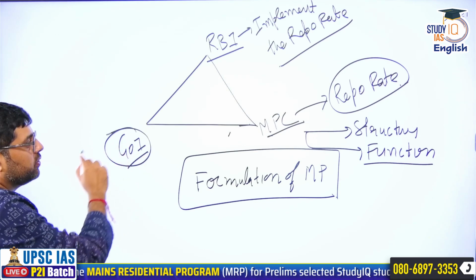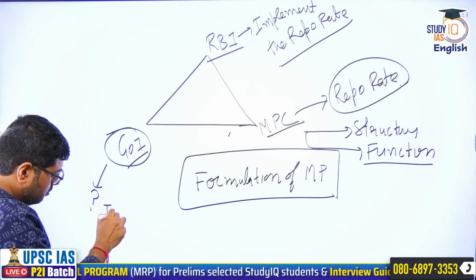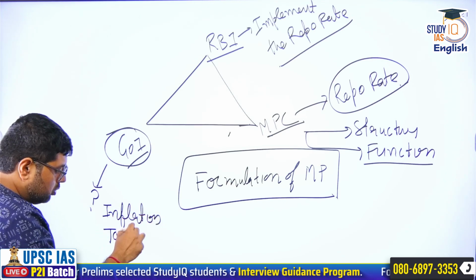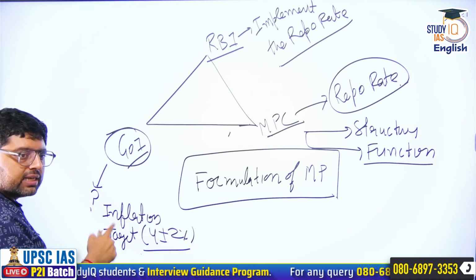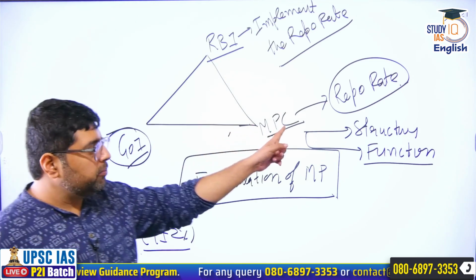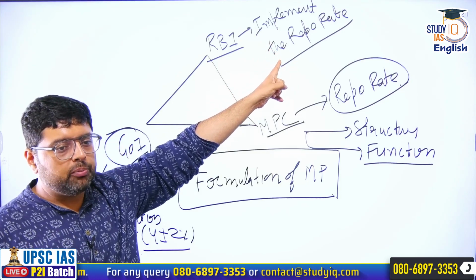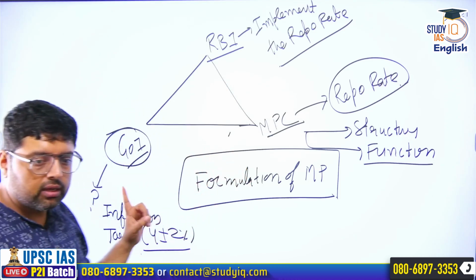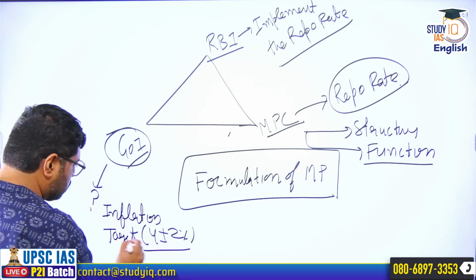And when it comes to the Government of India, what task have they been given? You know that the inflation target has been decided. Right now our inflation target is 4±2%. That target is decided by the Government of India. So, keeping that target, the MPC decides the repo rate, which is implemented by RBI. So, in monetary policy there are three stakeholders, or this is how your monetary policy works. That is important. Clear? So, ultimately, inflation target 4±2%.